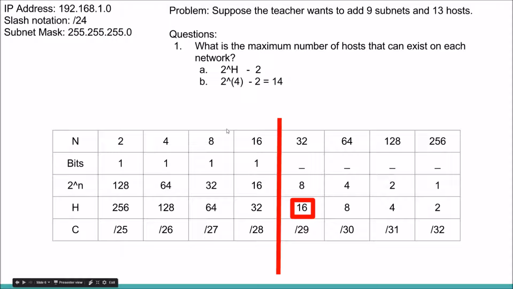The last question asks what the maximum number of hosts that can exist on each network is. This is easy. The formula is 2 to the h minus 2. In this case, we stole 4 bits, so we have 4 remaining bits for host addresses. 2 to the 4th minus 2 is equal to 14. We do minus 2 because the network and broadcast address are not usable hosts in each subnet. Again, for the Network Plus certification exam, we do minus 2 for the hosts.